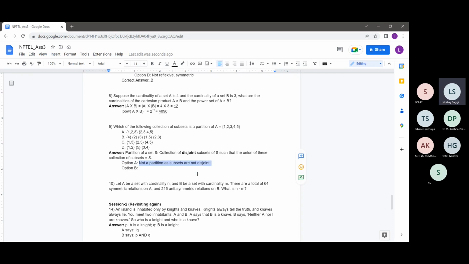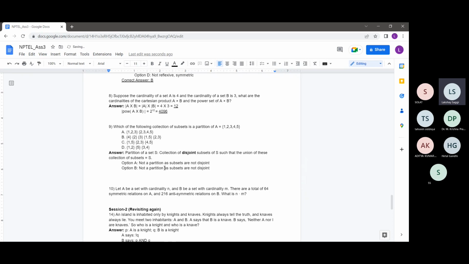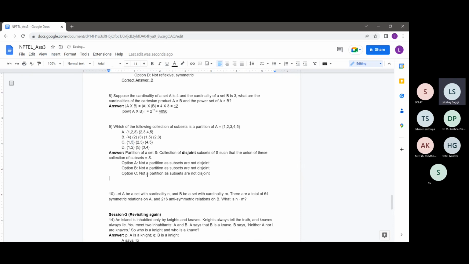I'll just copy and paste, as the subsets are not disjoint. Easy. Let's move to option C now. Option C says 1, 5, 2, 3, 4, 5. This 5 again is a common intersection of 1, 5 and 2, 5. So again, the same reason. So not a partition, and these are not disjoint.